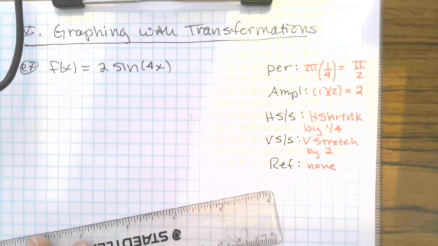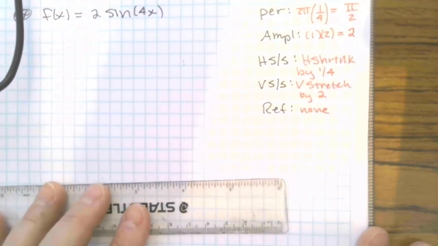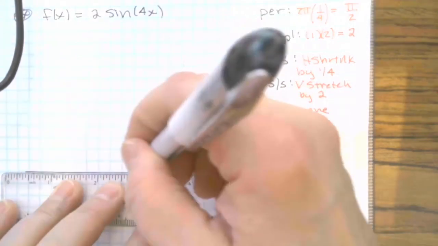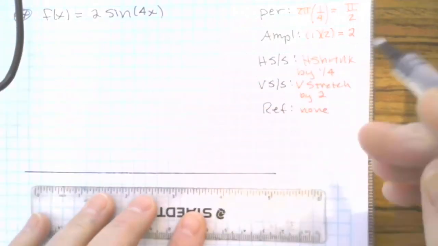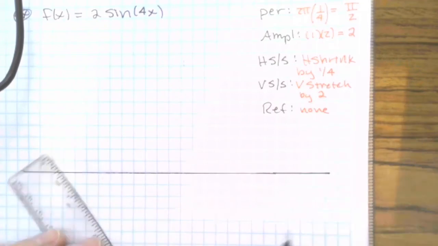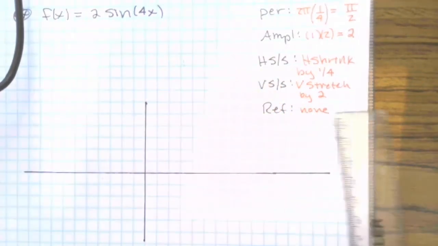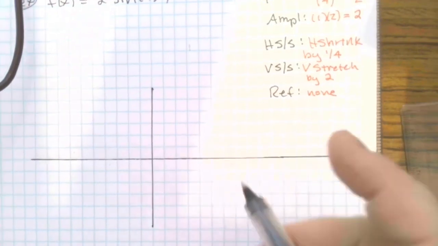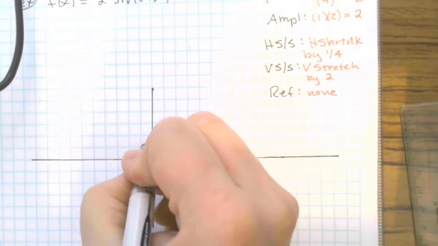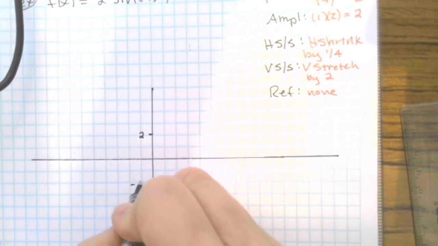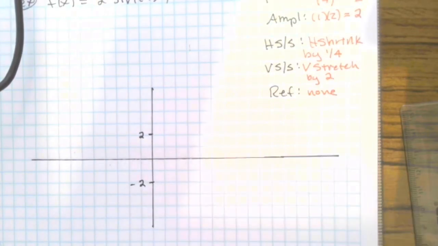All right, and I'm going to move my graph down a little bit because I don't have enough space here to do what I want to do. All right, we're going to draw our graph. Now here's the nice thing about doing this ahead of time. I can just put my 2 where I would normally put my 1, and I'm counting by 2's. So there's my amplitude, up 2, down 2.